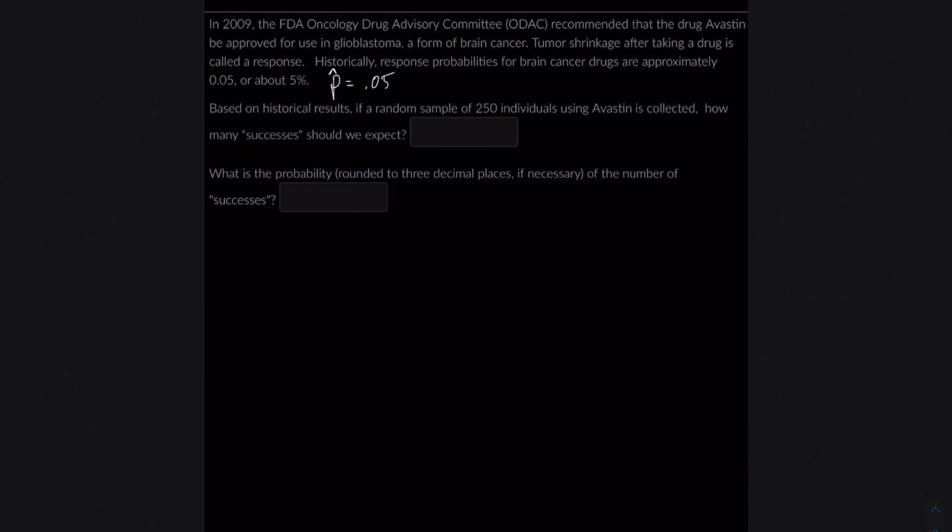So based on historical results, if a random sample of 250 individuals using Avastin is collected, how many successes should we expect? And remember, what we do for successes is 250, which is our N, multiplied by our P hat, so 0.05. And so this would give us 12.5.